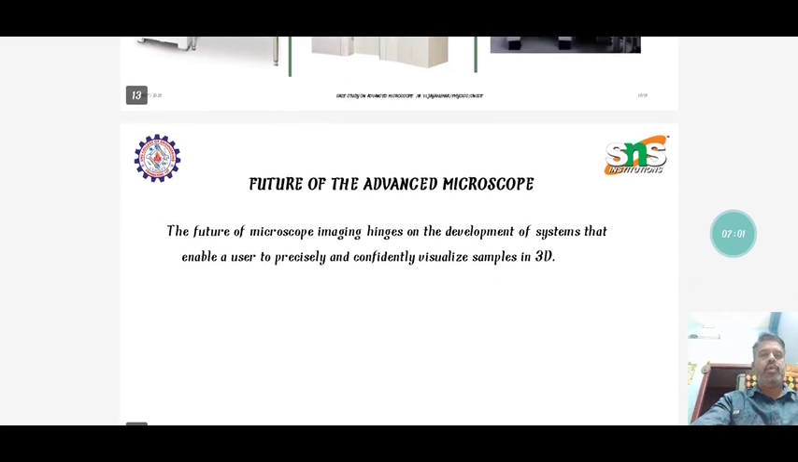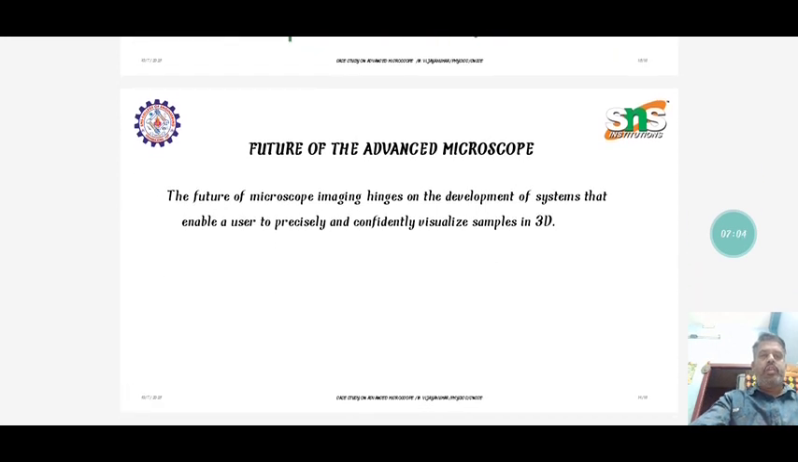Now, the future of advanced microscopes. The image depends on the development of systems that enable a user to precisely and confidently visualize a sample in 3D formation, which is a feature of advanced microscopes. From the results on the surface and other types of material obtained using these microscopes at such resolutions, finally we get a clear assumption of the material nature and the surface level. So the very important use of this is in research.